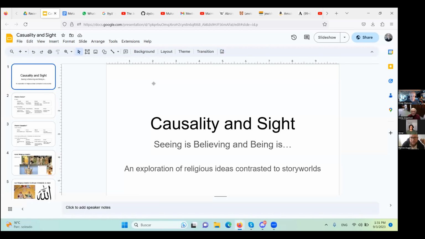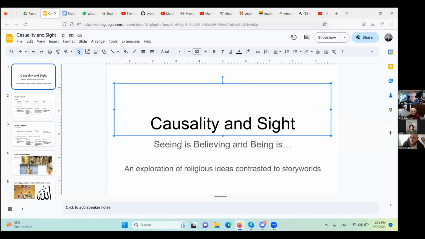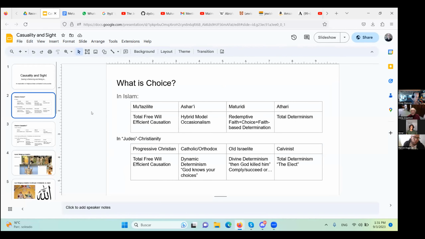Keep it simple. Okay. So, causality and sight. Seeing is believing, and being is... we don't know exactly, but we have ideas. An exploration of religious ideas in contrast to story worlds. So what is choice? In religion of all types, choices are the essence of the religion, because that's what you're teaching people how to make. And so we've had a tradition of a dialectic, free will and determinism, concepts of this in both Islam and in the Judeo-Christian tradition.